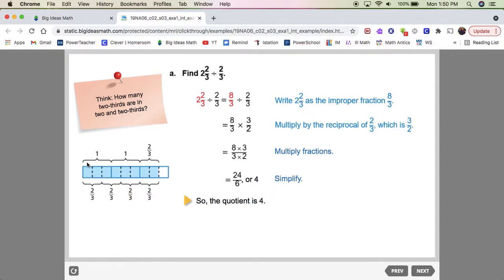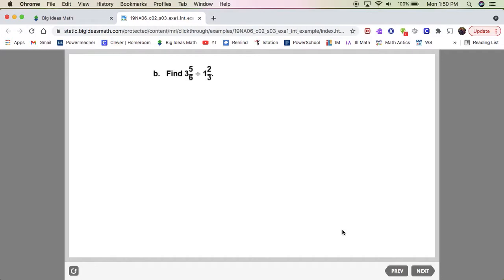Here's a model of that. We have 2 2/3. The question is how many 2/3 are in there. Here's 1 2/3, here's another one, here's another one, here's another one, for 4. All right, next example. 3 5/6 divided by 1 2/3.